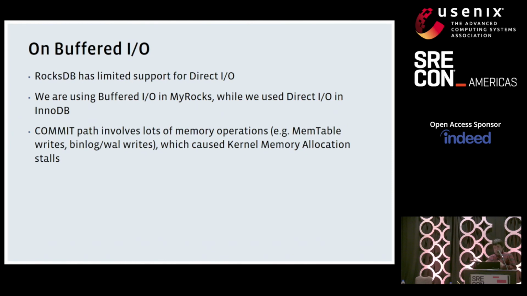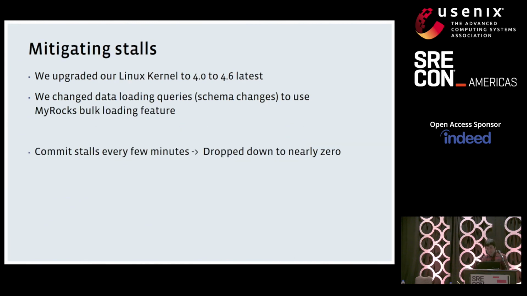As I said before, RocksDB has very limited support for direct I/O. So we are using buffered I/O in MyRocks, while we used direct I/O in InnoDB. The commit path involves lots of memory operations like memtable writes, binary log writes, and write-ahead log writes. These lots of memory operations caused the kernel memory allocation stalls. So this was the cause of the commit stalls in MyRocks.